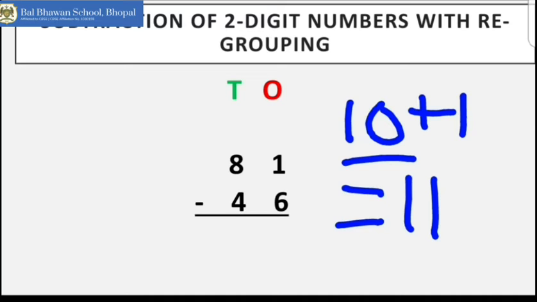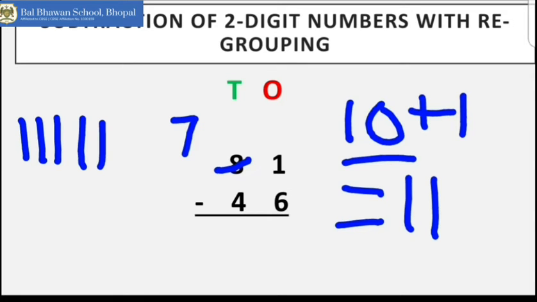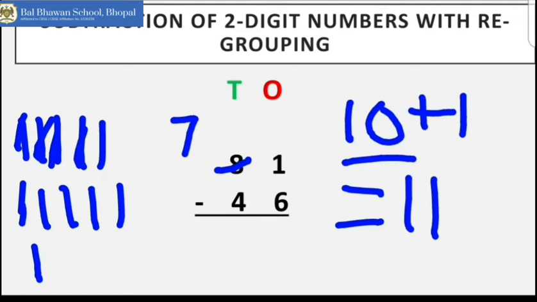Now you have to subtract 6 from 11. This 8 has given 1 ten, so it will become 7 because it has given 1. Now 11 minus 6. Children, you can draw 11 lines: 1 2 3 4 5 6 7 8 9 10 11. Cross out 6 lines: 1 2 3 4 5 6. How much left? 1 2 3 4 and 5. So 11 minus 6, children, it is 5.